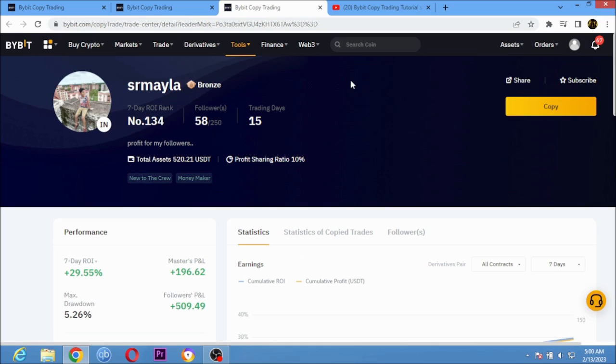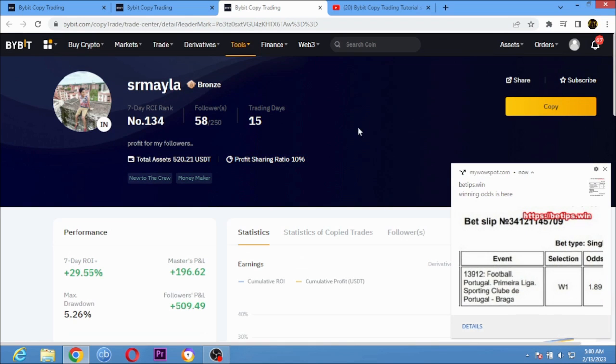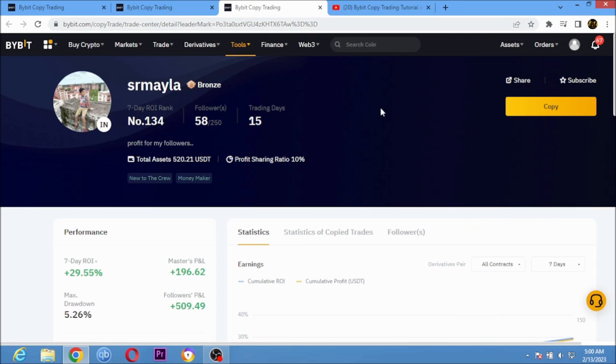So please first do research before you enter any copy trade, because copy trading involves some risk. Of course, it is not 100%, but you can get a very good trader and you can get a lot of money, and you can make even $100 depending on how much you have in your account. So always be conscious.